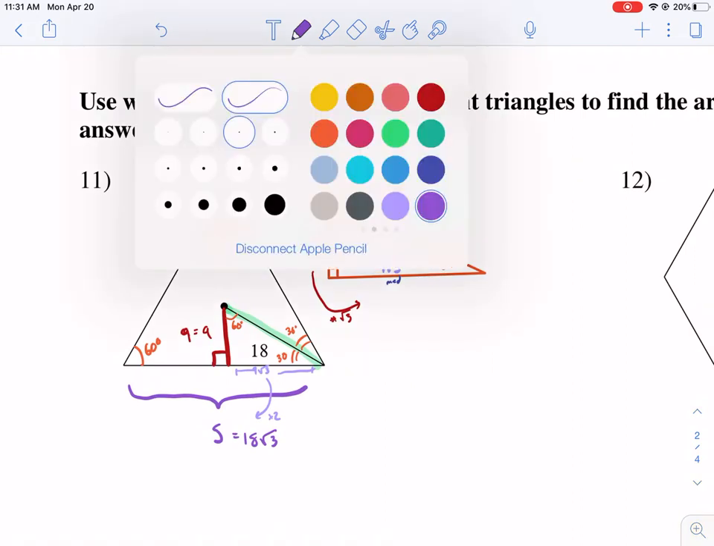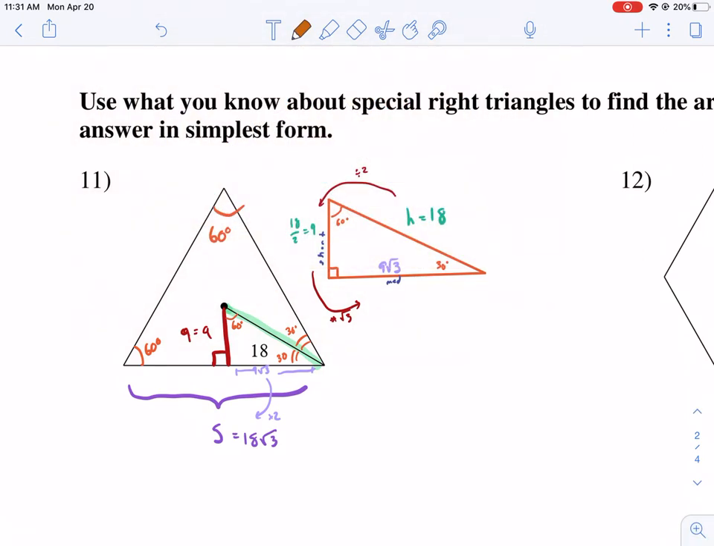Now we're ready to apply our formula. We know our formula for the area of a regular polygon is 1/2 times the perimeter times the apothem. The apothem we already know is 9, but the perimeter we need to multiply by 3. So we need to do 18 radical 3 times 3, so we get 54 radical 3. And we multiply that by the apothem, which is 9.